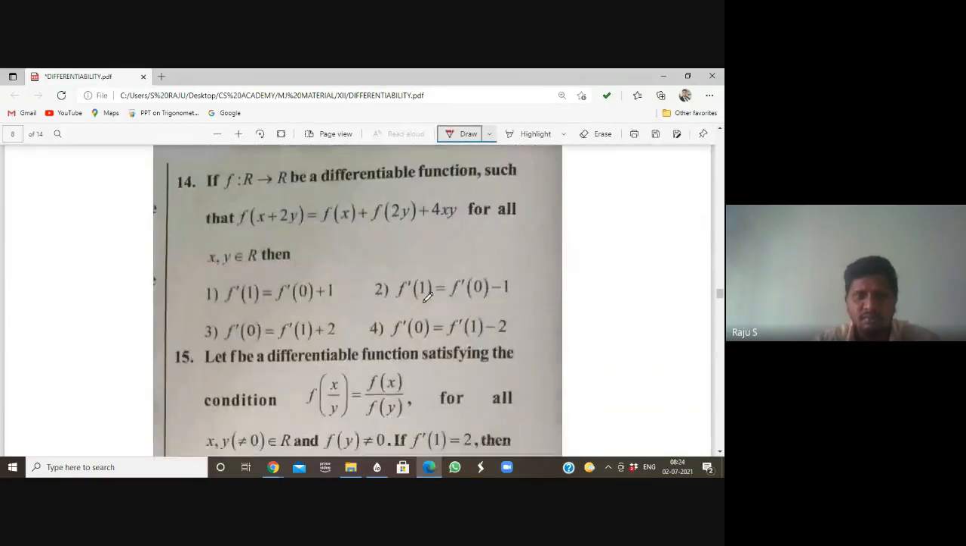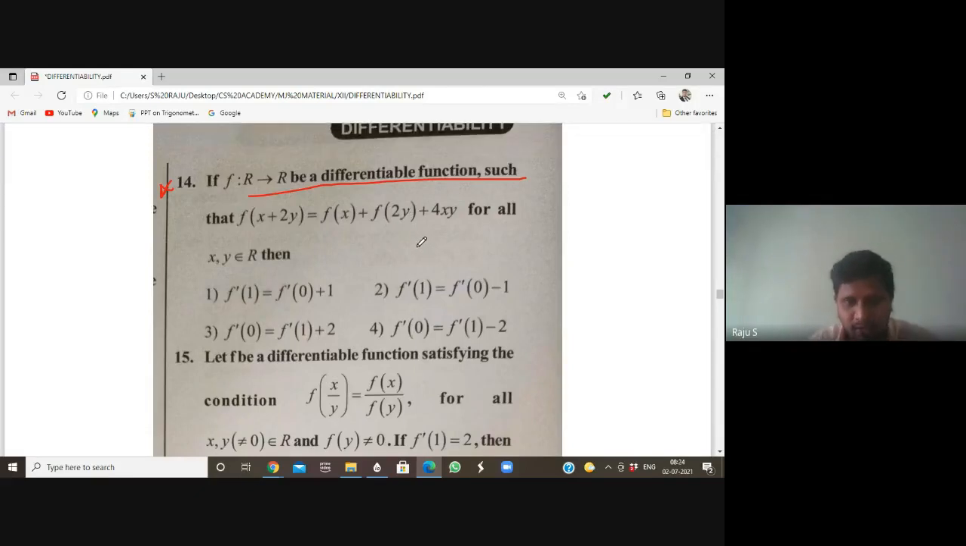The next question, question number 14. See again, this is important. f of x plus 2y is equal to f of x plus f of 2y plus 4xy for all x, y belongs to R. Then which of the following conditions is correct? Again, it is a very logical question, because they did not give any function f of x value to find f of 0 or f dash of 0 or f dash of 1, like that.